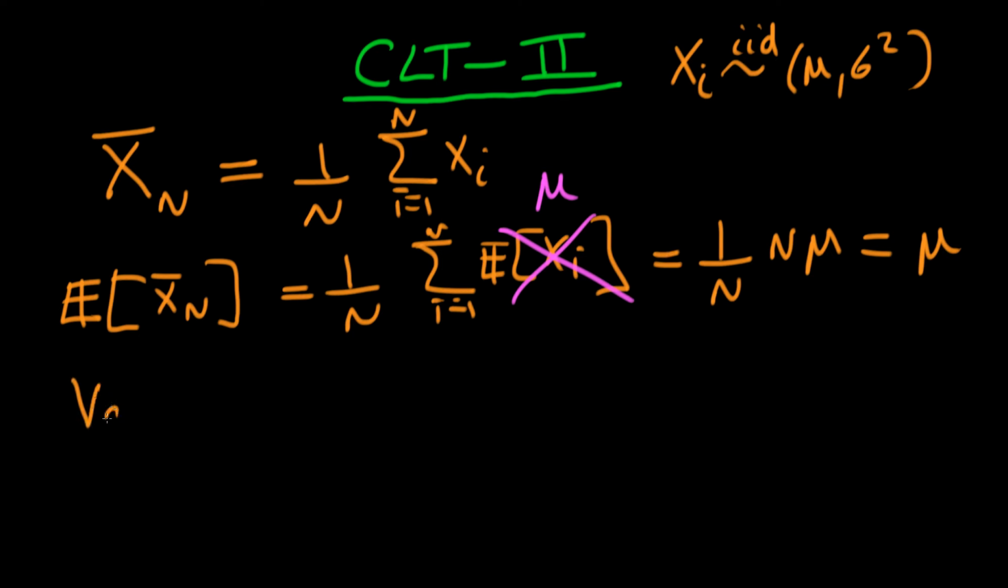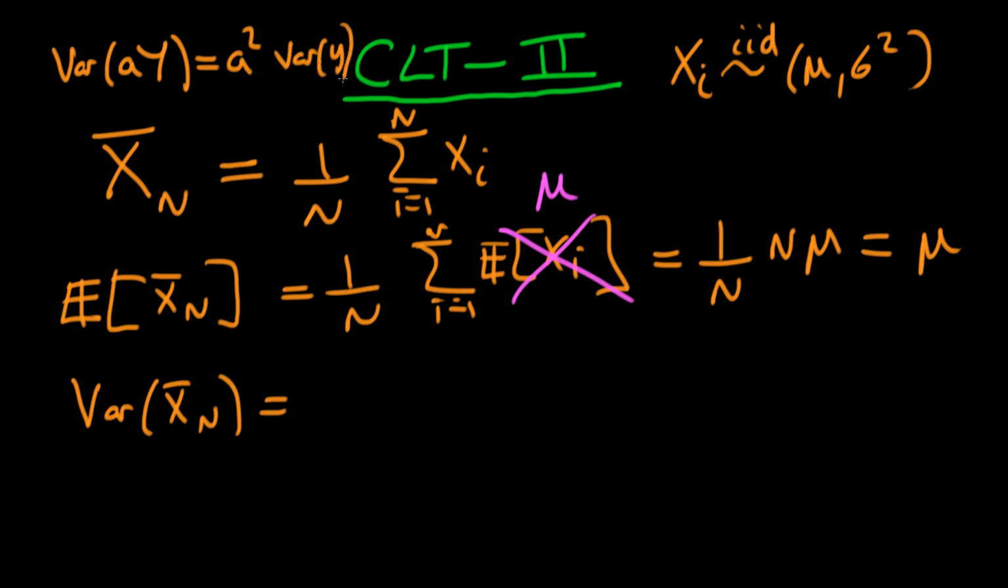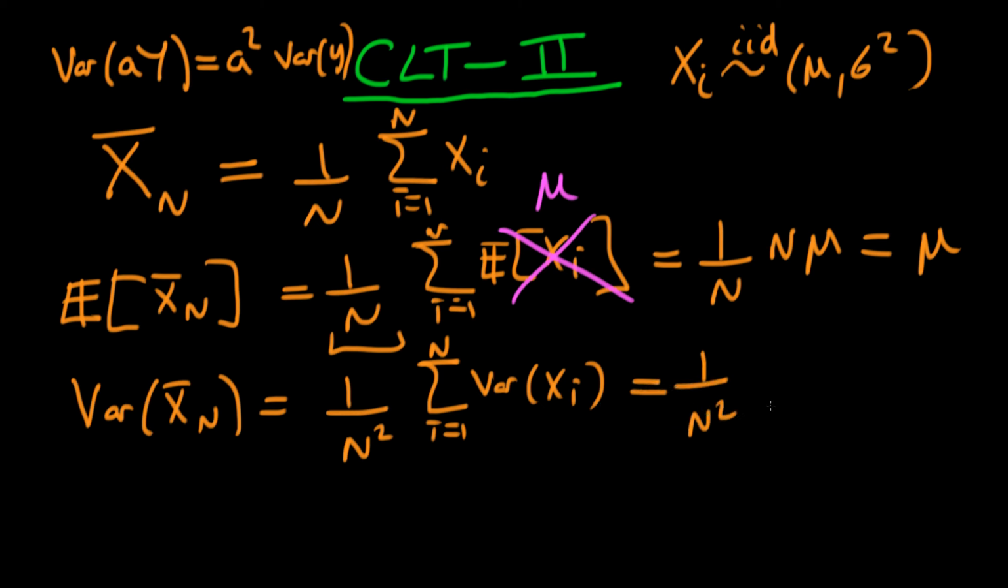Now, if we go ahead and find the variance of x bar n, we have to know that the variance of some constant a times a random variable y is equal to a squared times the variance of the random variable y. So using that here, our 1 over n term actually becomes 1 over n squared. And then because I've assumed that the xi's are independent of one another, I can just write this as the sum from i equals 1 to n of the variance of the individual xi, because I don't need to worry about the covariance terms since I'm assuming they're independent. So that means I'm just left with 1 over n squared times n sigma squared. So the variance of our sample mean is just sigma squared over n.